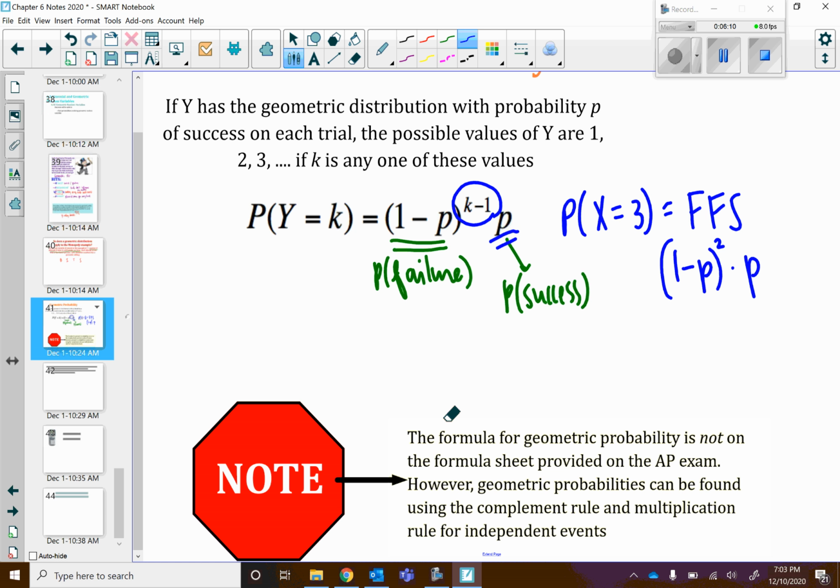This can be found just using our general multiplication rule and complement rule for independent events, right? Because we know these events are independent, if I want to find the probability that I fail twice and succeed on the third, I'm going to fail and succeed. It's the probability of A and B, where A and B are independent events. So it's really just that general multiplication rule.